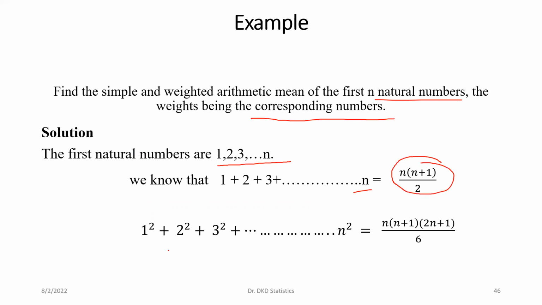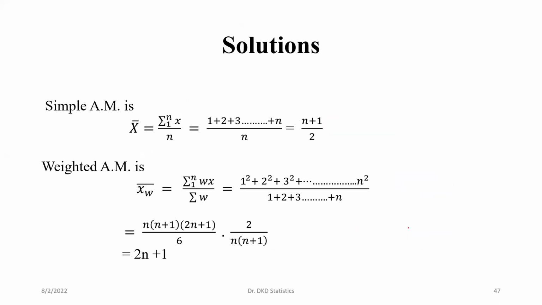And if we are adding the squares of n natural numbers, we apply the formula n(n plus 1)(2n plus 1) divided by 6. The simple arithmetic mean we can find as summation x divided by n, which is (n plus 1) divided by 2. For the weighted arithmetic mean we apply this formula with the squares: n(n plus 1)(2n plus 1) divided by 6, multiplied by 2 divided by n(n plus 1). So the weighted arithmetic mean is (2n plus 1) divided by 3. So this is about the weighted mean.